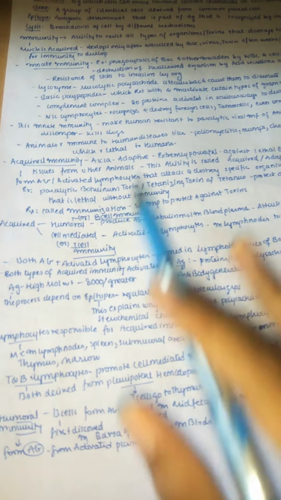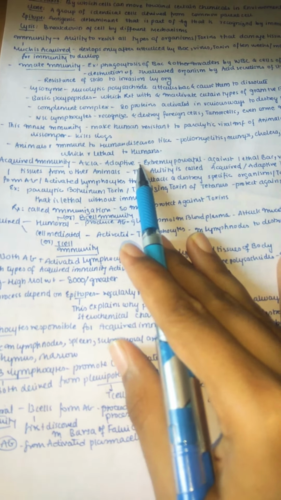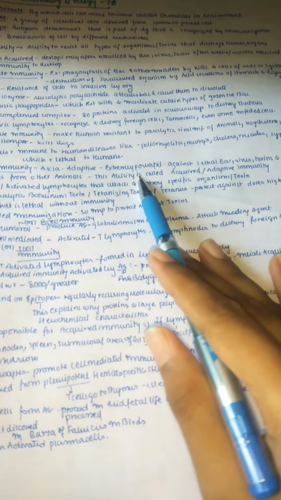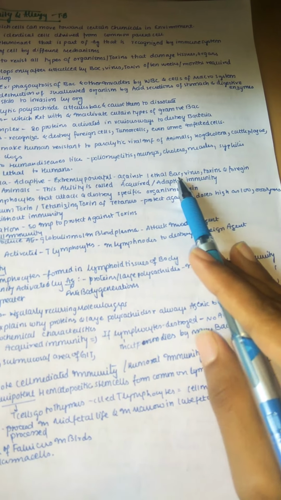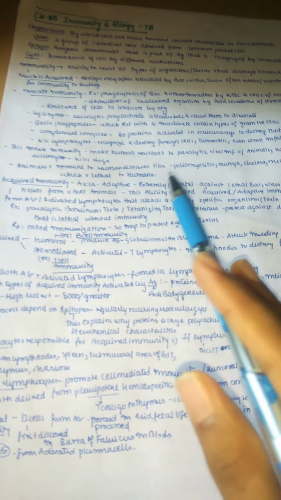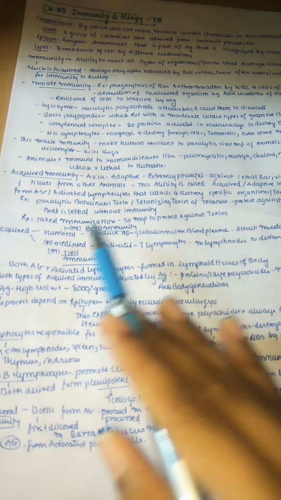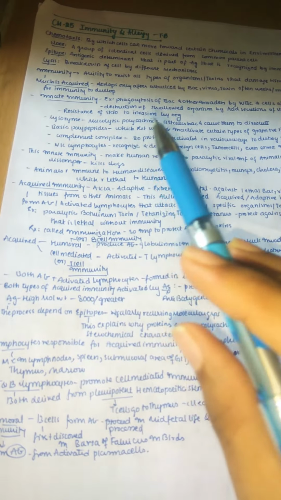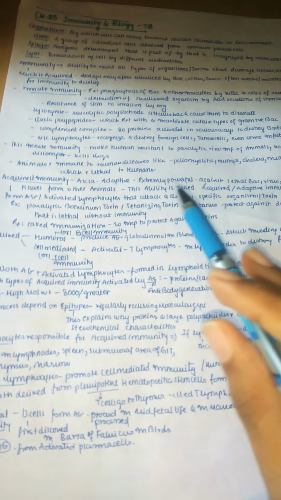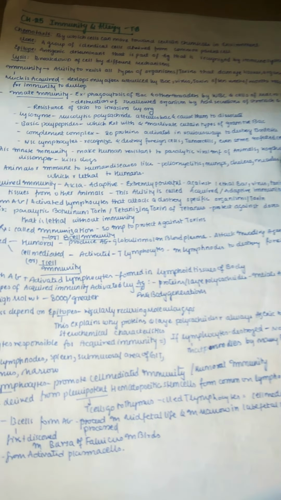So let us see acquired immunity. This is also called adaptive immunity. It is extremely powerful compared with innate immunity, and extremely powerful against lethal bacteria, viruses, toxins, and also foreign tissues from other animals. This ability is called acquired or adaptive immunity. It mainly uses antibodies or activated lymphocytes that attack and destroy specific organisms or toxins.